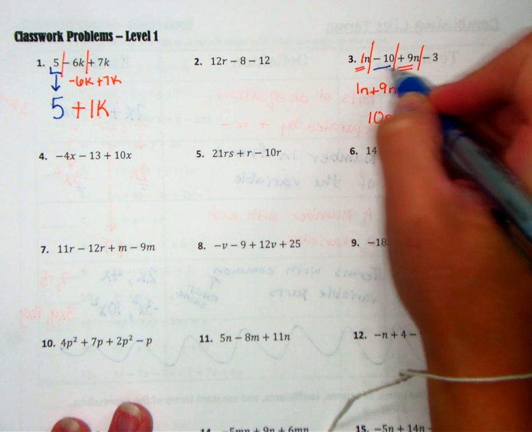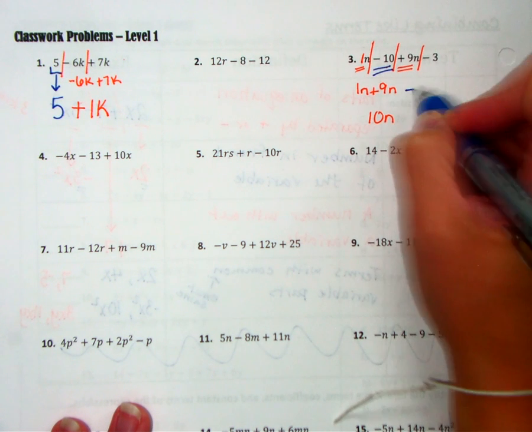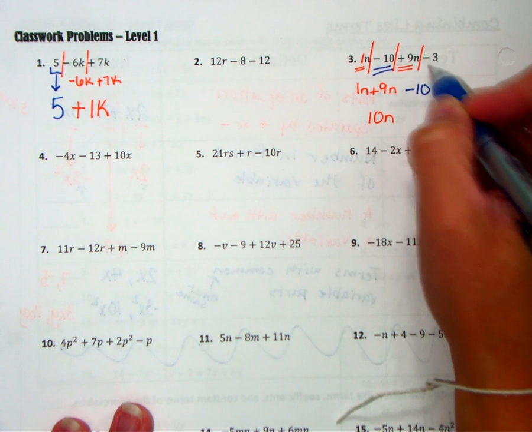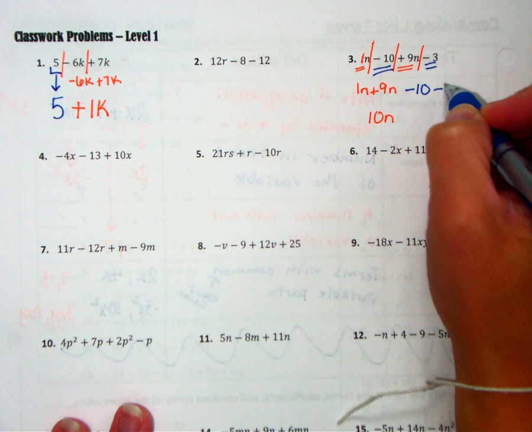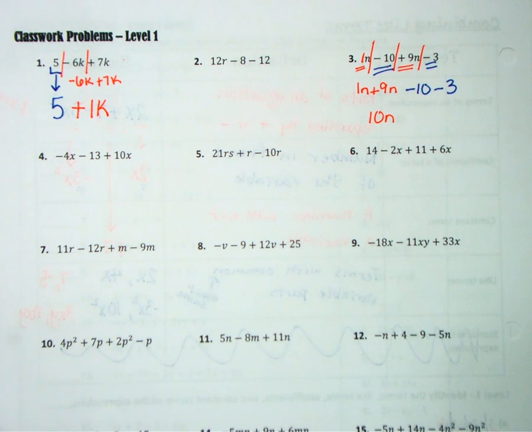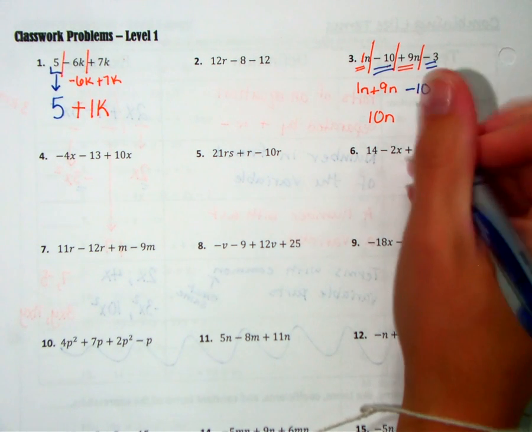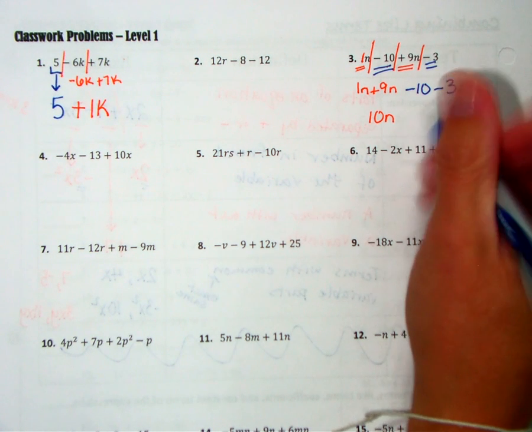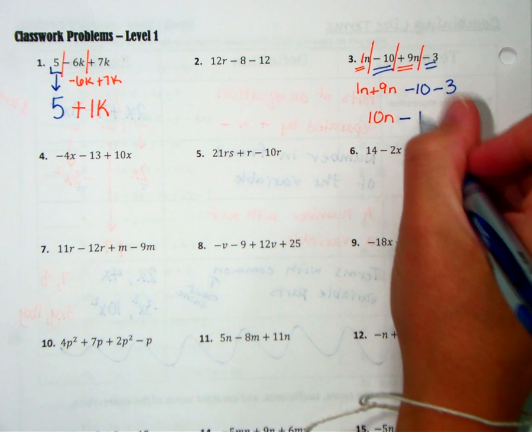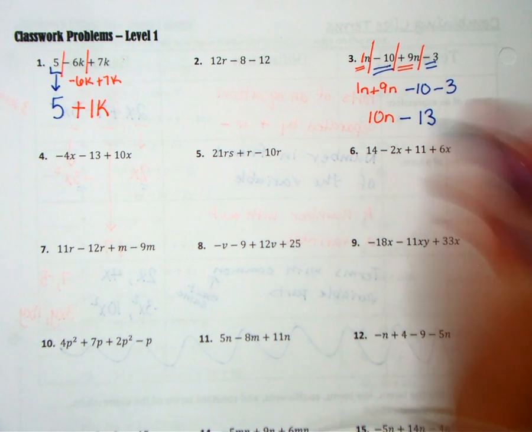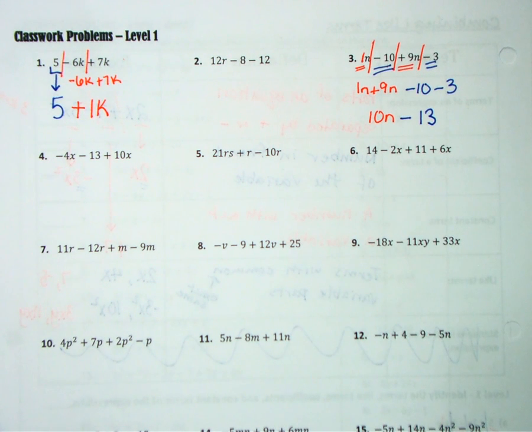Okay, now I'm going to do this part. I have a negative 10, so minus 10, and a minus 3. So when you type that into your calculator, type in negative 10 minus 3. Okay, and then whatever that says, we're going to write that down here. So that says a negative 13. And you're done.